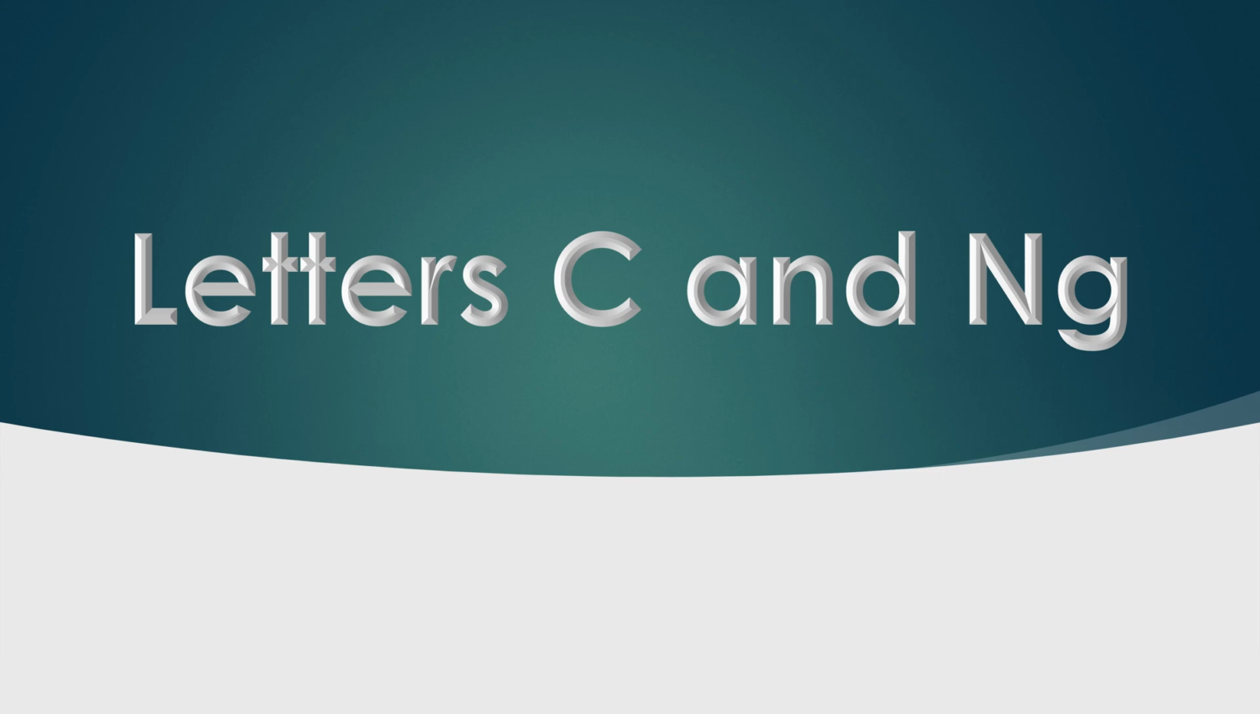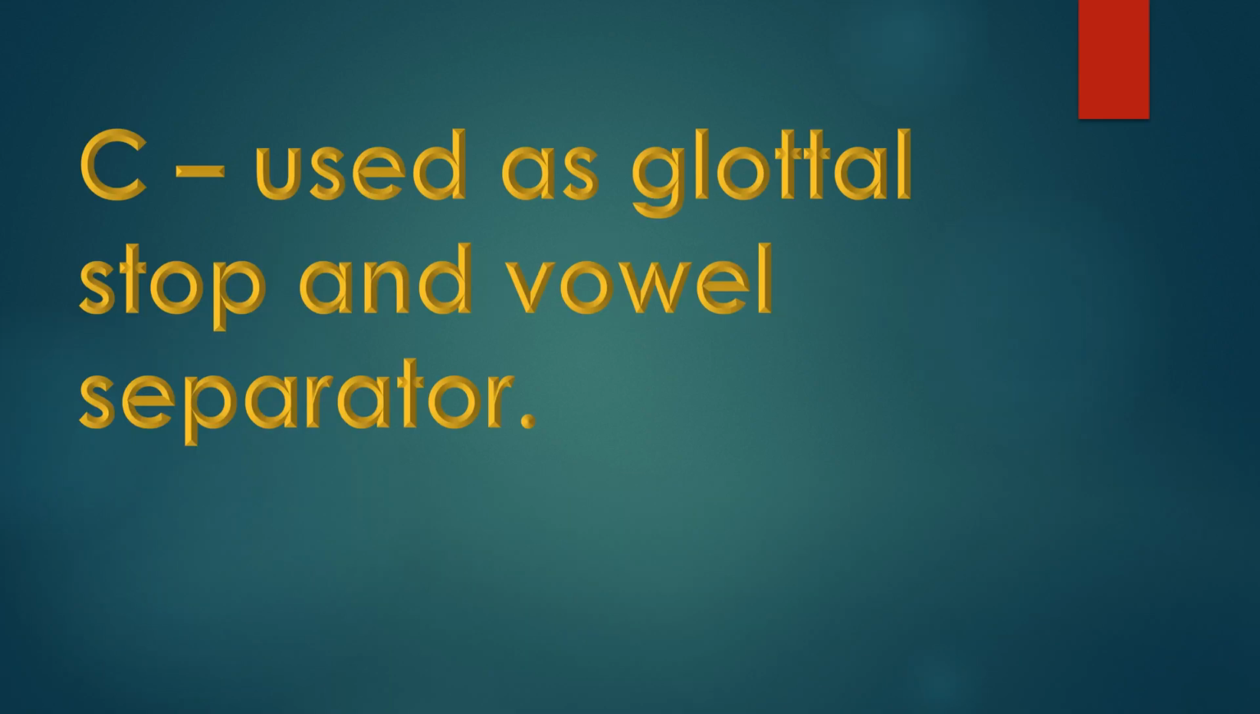Today we're going to continue with the alphabet, and we're going to talk about N and Na. So N is used as a glottal stop and a vowel separator, in a similar way to how it's used in Somali, except it does not begin a word.